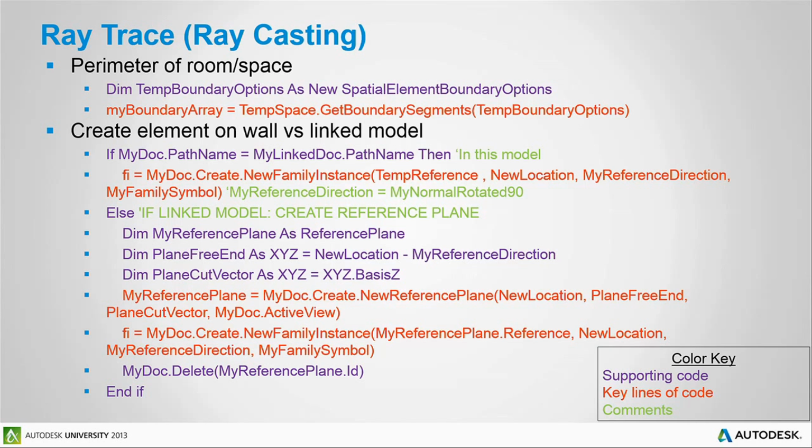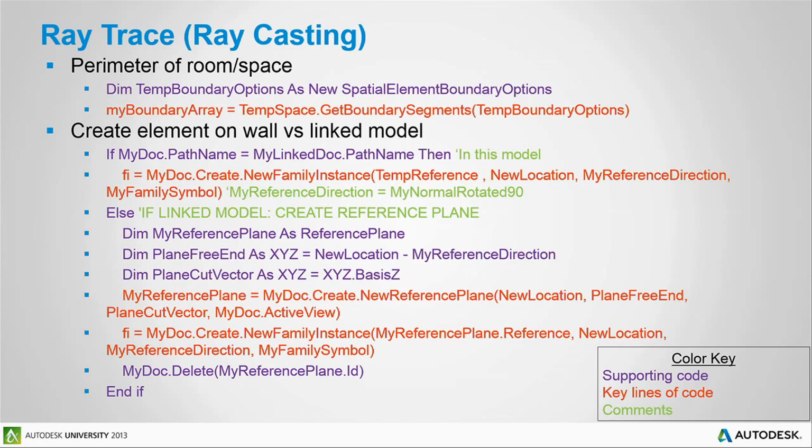That's just the reference that was returned from my ray casting. So I already have that reference. The location, that's maybe where that intersection, that global point. My reference direction, I need to know how it's being hosted. Usually that's perpendicular to the surface. And then which family I'm going to create there. So those are the inputs. And there are different iterations of that where there are different inputs that you can put in there, whether you're hosting to a face or whatever else.